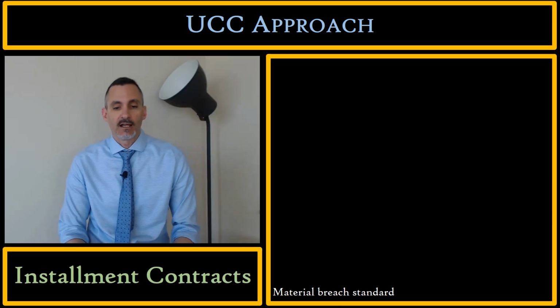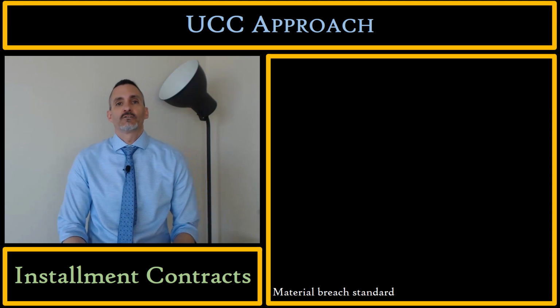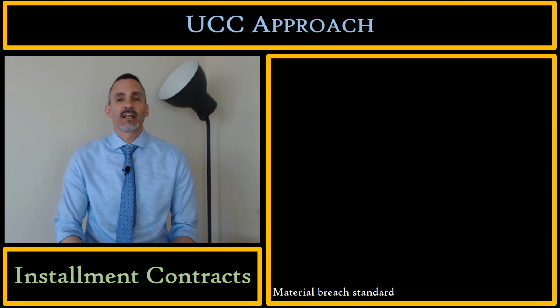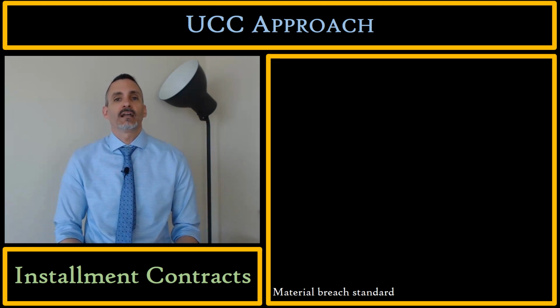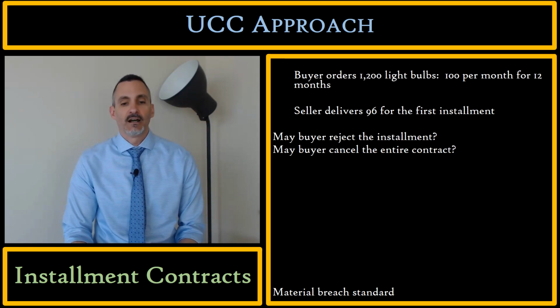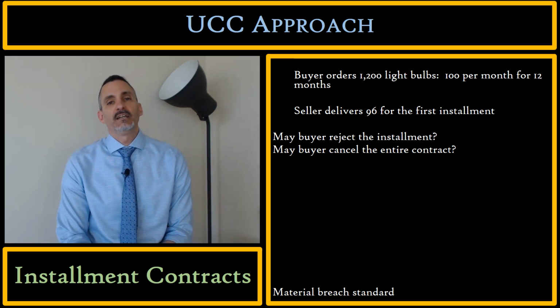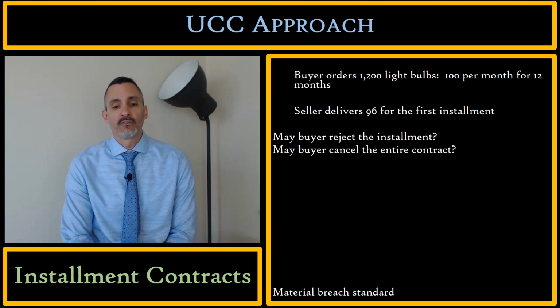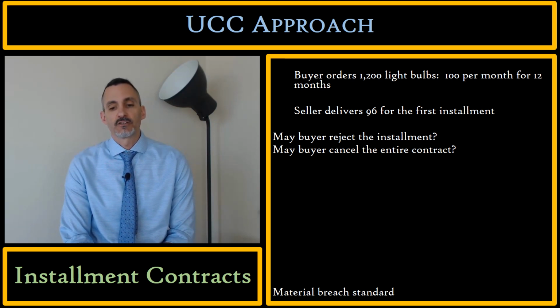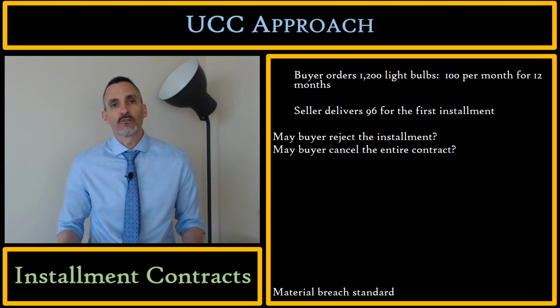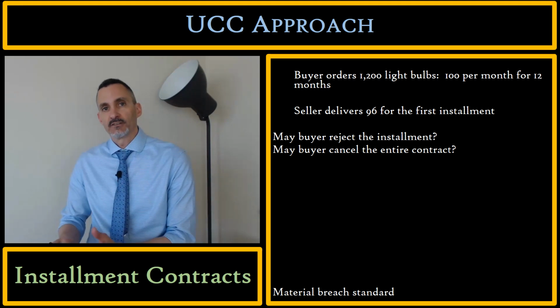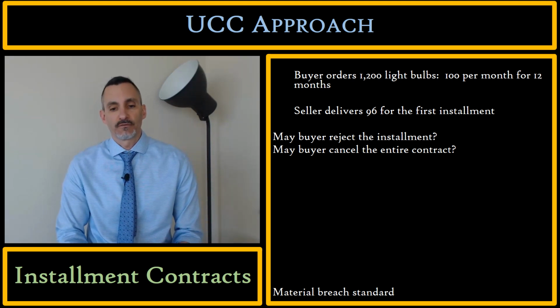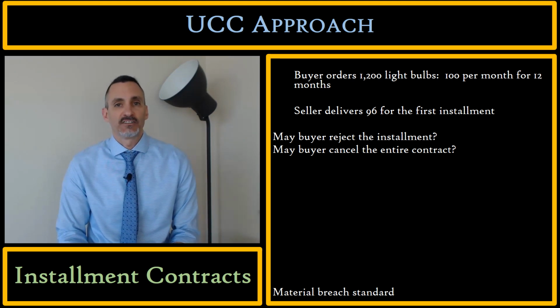All right, moving on. Let's talk about installment contracts. And you can see way at the bottom, it already says that it's a material breach standard. Okay, so I gave it away at the beginning, but let's go through it anyway. All right, so here is the situation. Buyer orders 1,200 light bulbs, 100 per month for 12 months. Seller delivers 96 for the first installment. So you can see that this is an installment contract. We have 1,200 light bulbs, and they're going to be shipped in installments, 100 a month for 12 months. In the first installment, seller delivers 96.